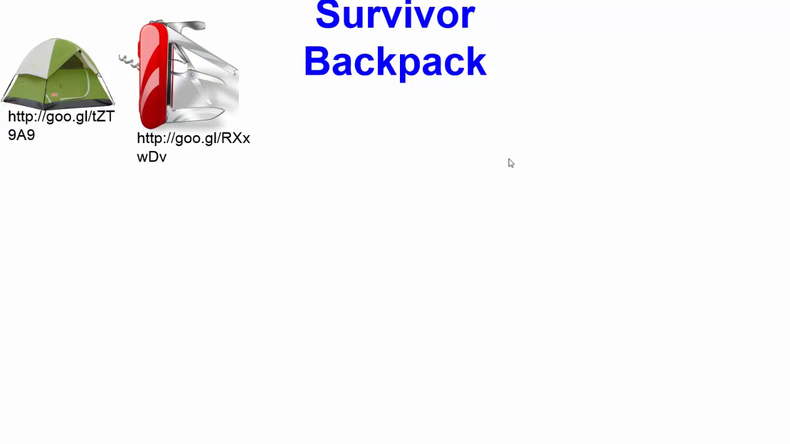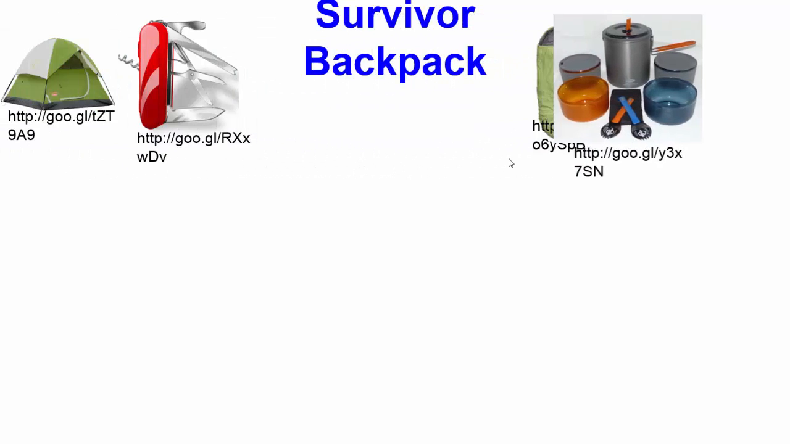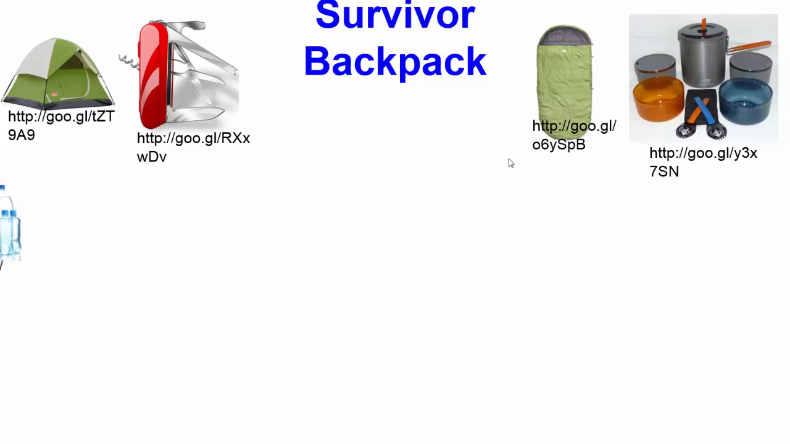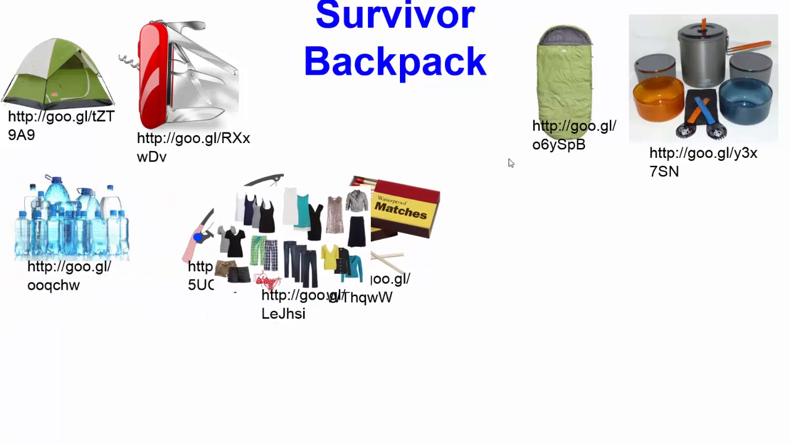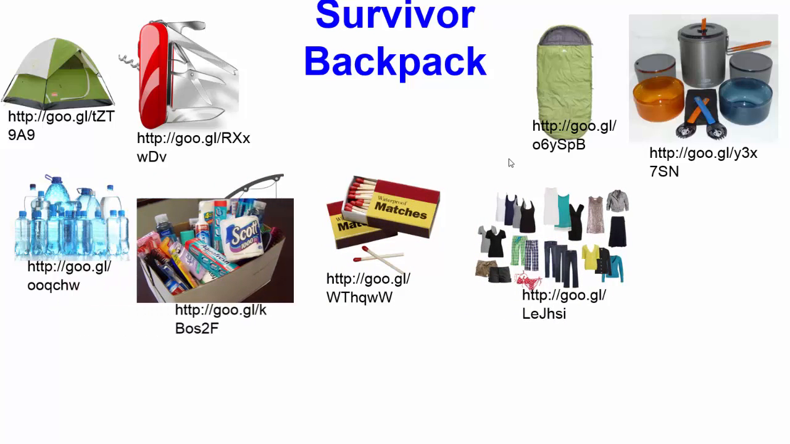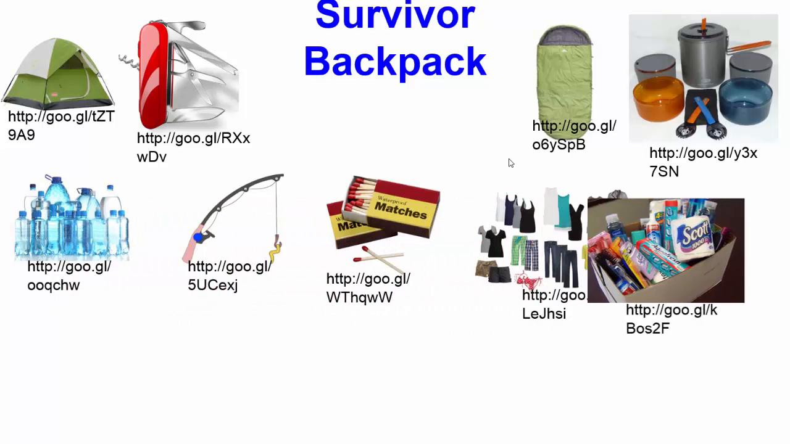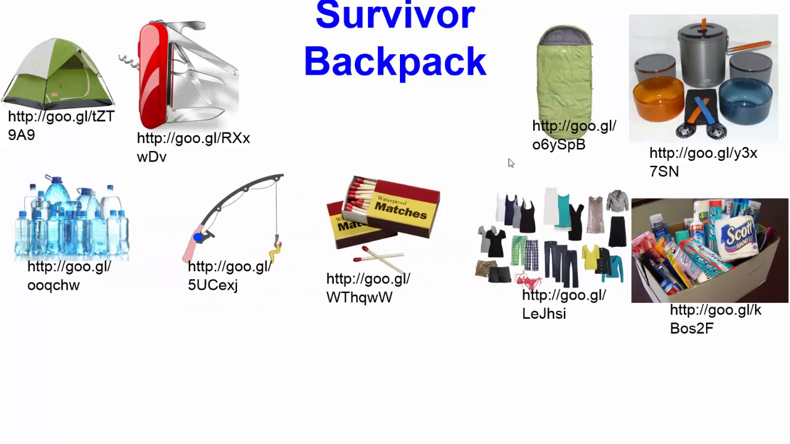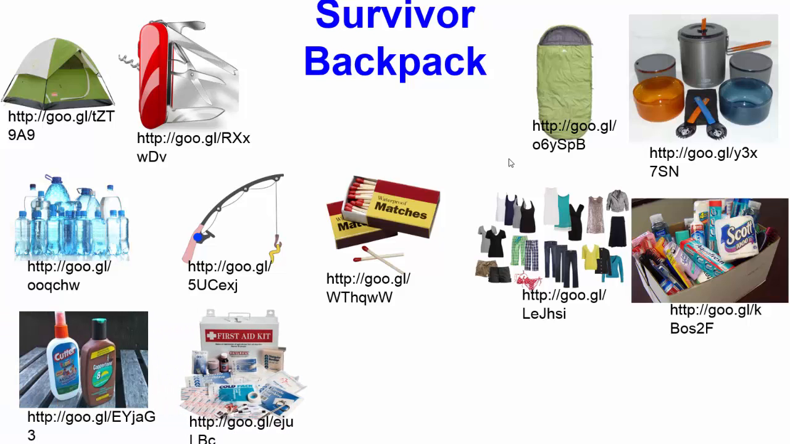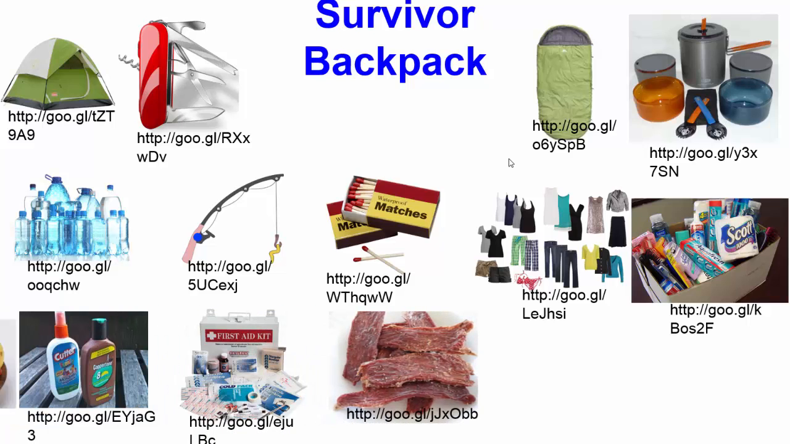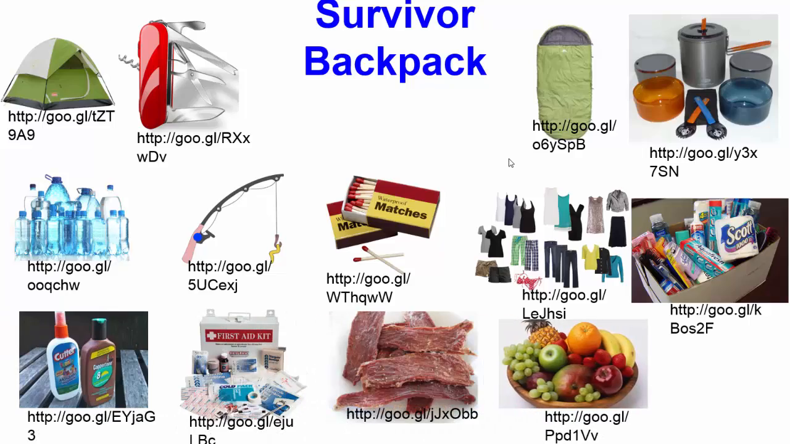A couple things you might need to survive at the lake are a tent for shelter, a pocket knife for tools, a sleeping bag to keep warm, pots and pans to cook your food, bottles of water to stay hydrated, a fishing pole if you want to fish in the lake, matches for fire, clothes to stay warm, normal toiletries such as toilet paper and toothbrushes and deodorant, bug spray and sunscreen to protect your skin, a first aid kit in case anyone gets hurt, and fruits and meat in order to keep your health in check.